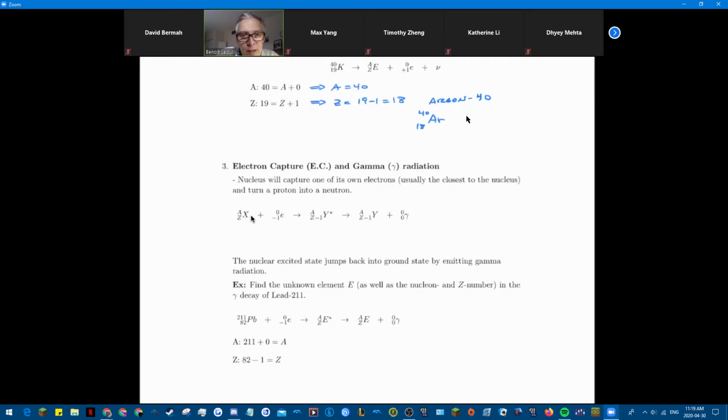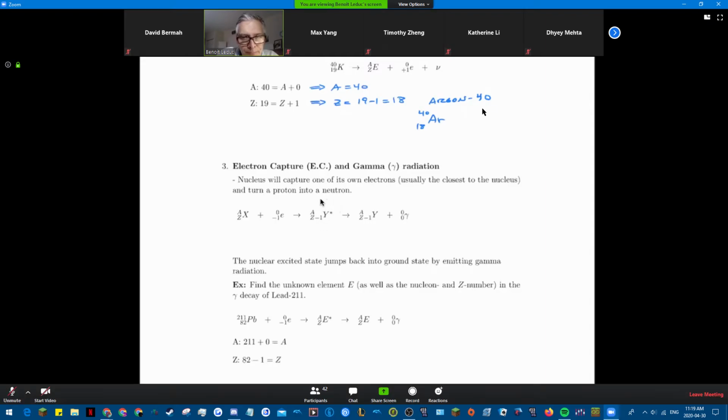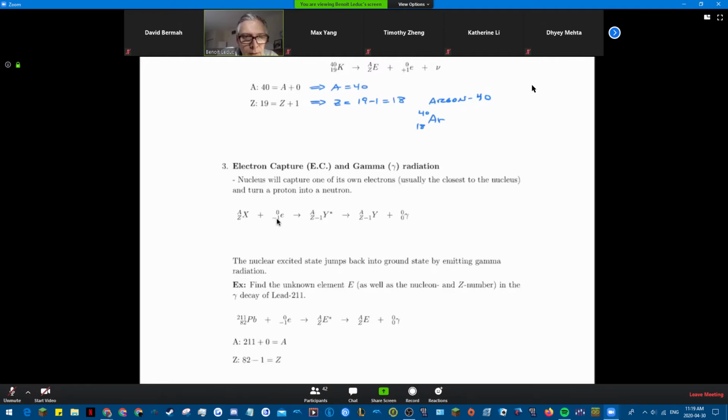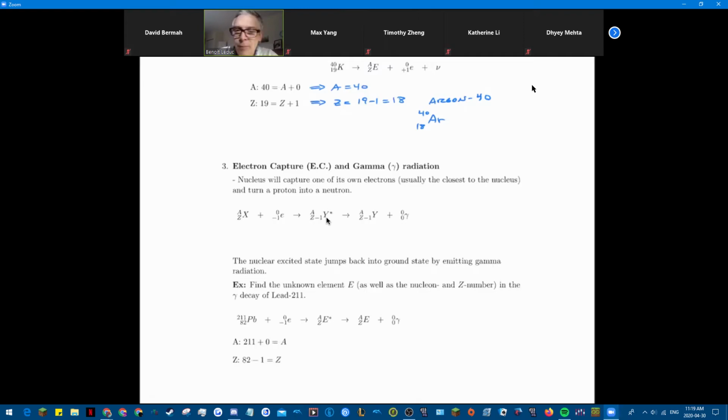So this is the example here. You have your nucleus here. It's going to gobble up one of its own electrons, and then it's going to form this here. So conservation of charge, A plus 0 gives A, conservation of nucleon number, so it's the same nucleon number. Z minus 1, of course, is going to be a new element. But this one here is an excited nuclear state.